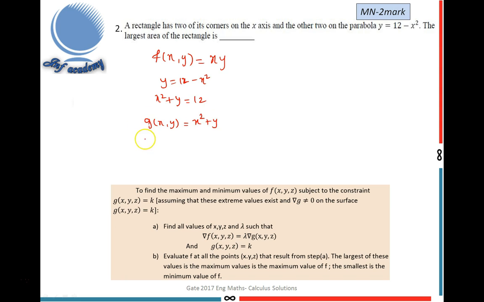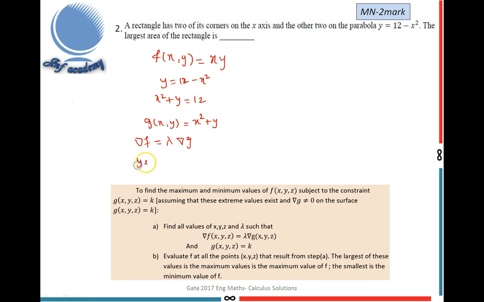Next I find del f equal to lambda del g. Del means gradient. Del f equal to lambda del g. What is del f? Here f is given.